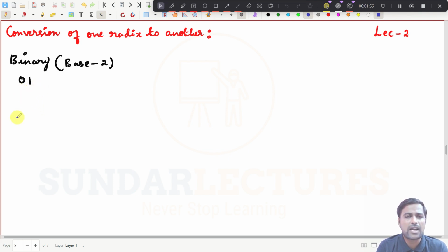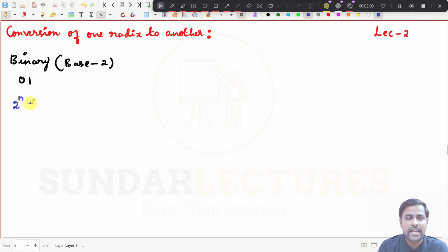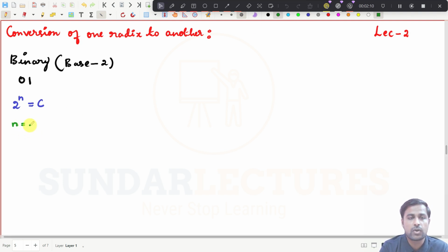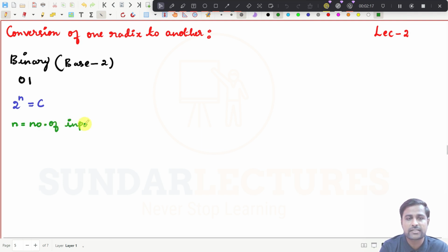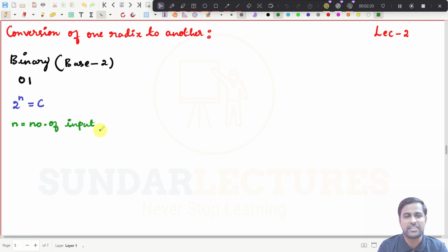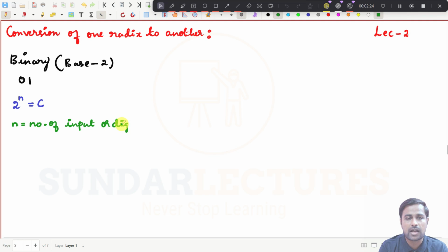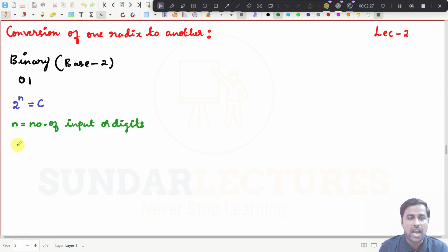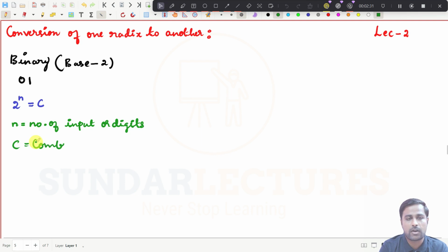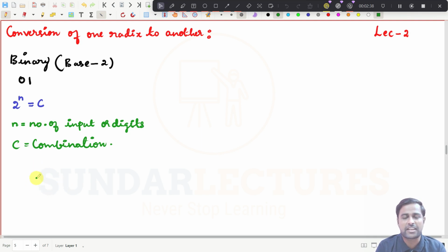So I will write a formula now: 2 power n is equal to C, where n is the number of inputs, or you can call it number of digits, and C is the combination. Why am I writing this? So that you can easily understand. If I say it is a 2 input system, 3 input system, or 4 input system, then you can work out the number of combinations.